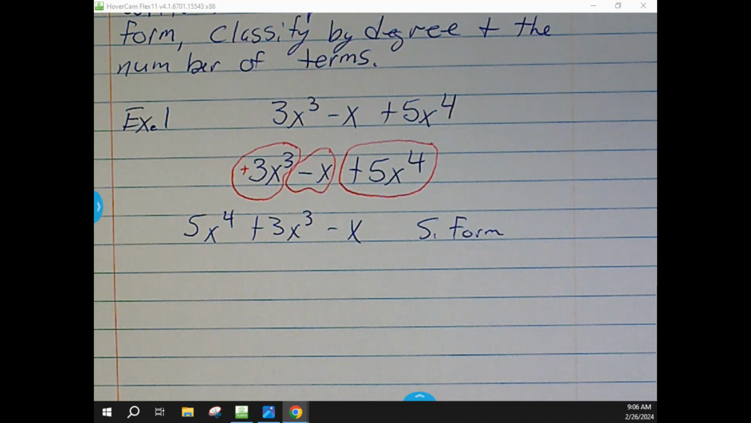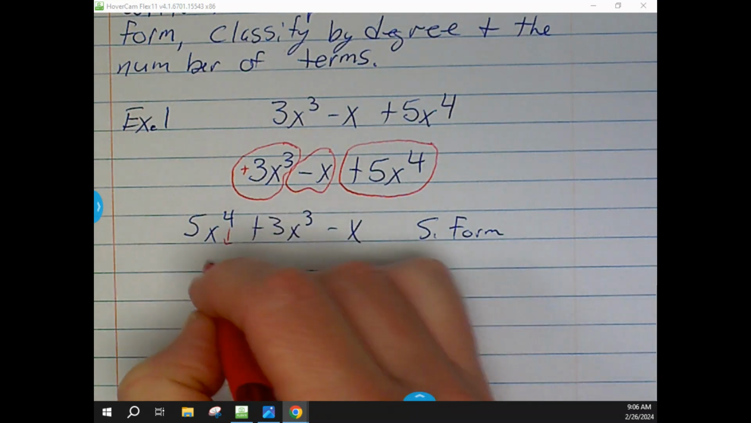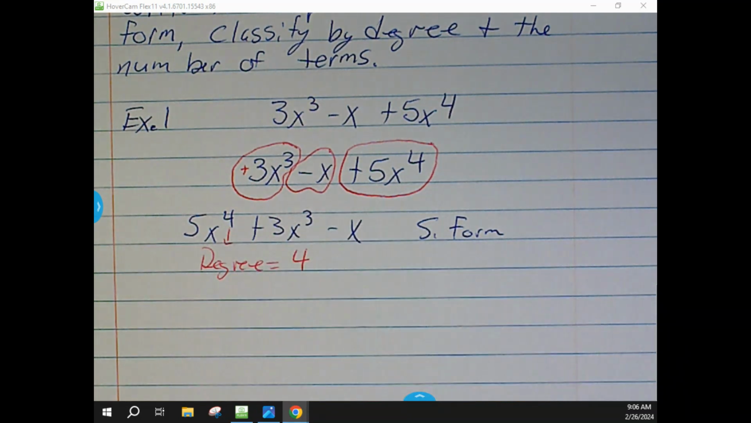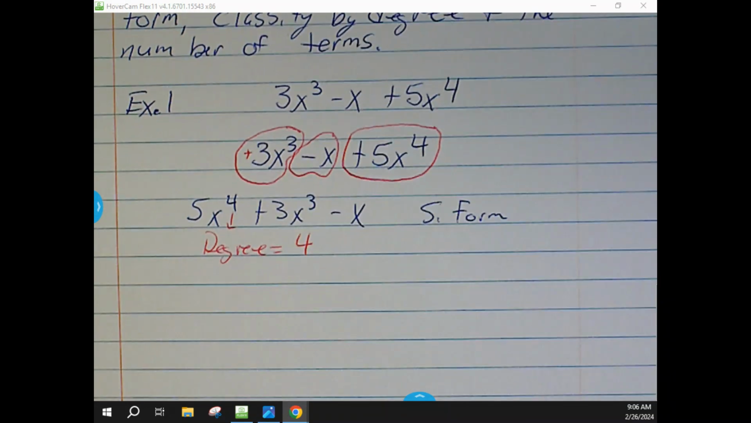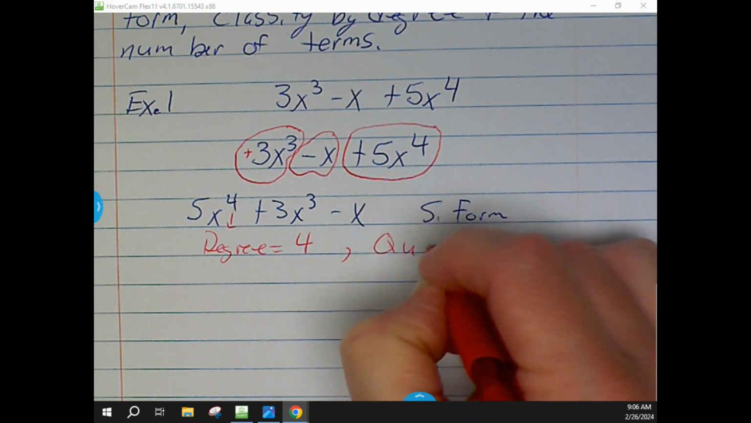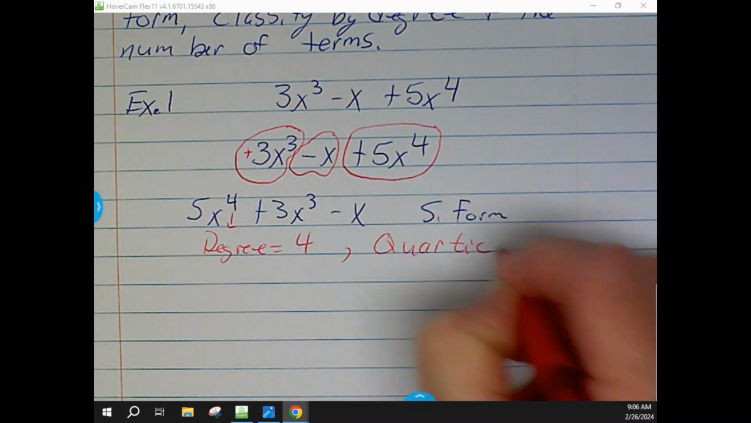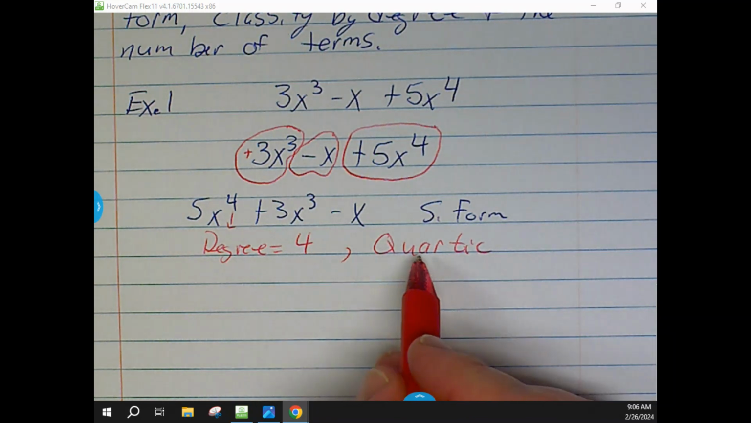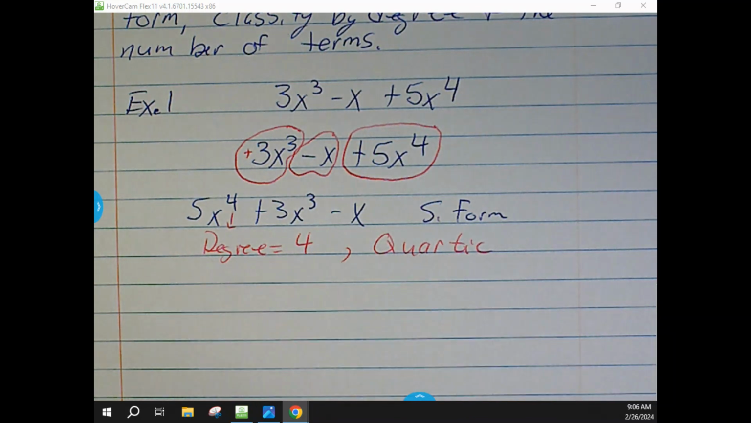So then from there, we're going to classify it by degree, which is your highest power. In this case, degree is 4. If it's degree 4, they may let you say degree 4. They may also ask what the name is, and that would be quartic. Sometimes it can be a drop down menu where you pick those, or it may just let you type in what you have.